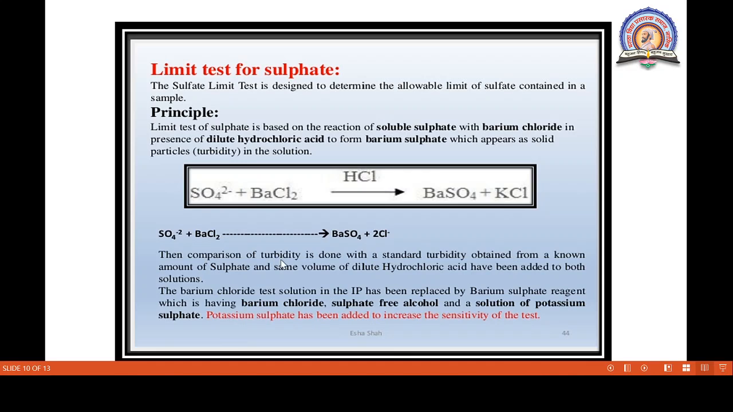Then this turbidity is compared with the standard turbidity obtained from a known amount of sulfate, and the same volume of dilute hydrochloric acid is added to both solutions. The barium chloride test solution in IP has been replaced by the barium sulfate reagent, which contains barium chloride, sulfate free alcohol and a solution of potassium sulfate. Potassium sulfate has been added to increase the sensitivity of the test. This red part is mostly asked as an MCQ question.